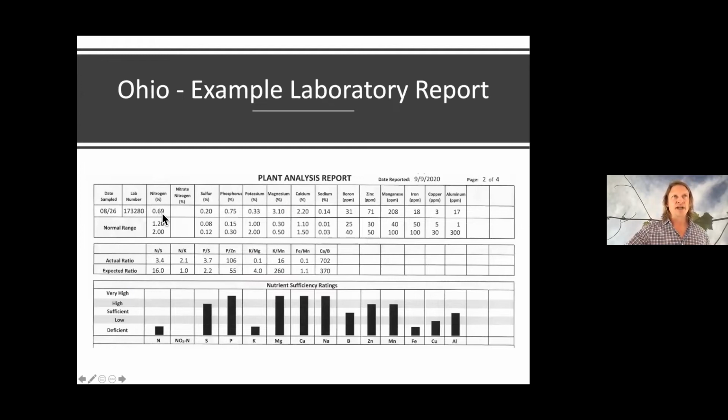We're down below 0.8. This is a late season analysis, so I'd like to see it more like 0.7 to 0.8. It's 0.69. So we're probably going to respond with a nitrogen application maybe immediately after harvest of a highly available nitrogen source. Okay, so like ammonium sulfate or something that would be readily available and dissolving into the soil.